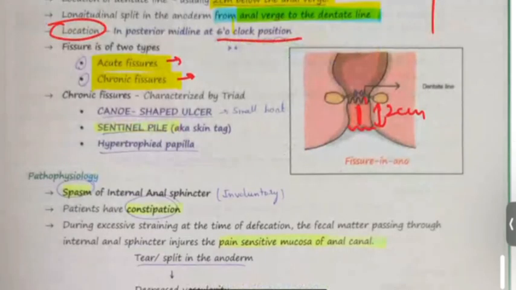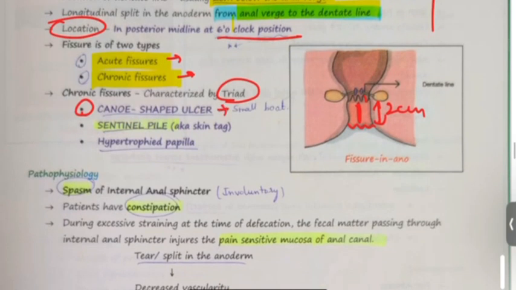And the chronic fissures are characterized by a triad called cano-shaped ulcer or small boat-shaped ulcer, then sentinel pile, also called skin tag. So basically skin tag, it will be like a raised bump, those sentinel skin tags will be there in the anal canal or near the external anal opening. So if these skin tags are there, they indicate that this is a chronic fissure. Okay, sentinel pile. And then hypertrophied papilla, if it is there, that indicates it is a chronic fissure.